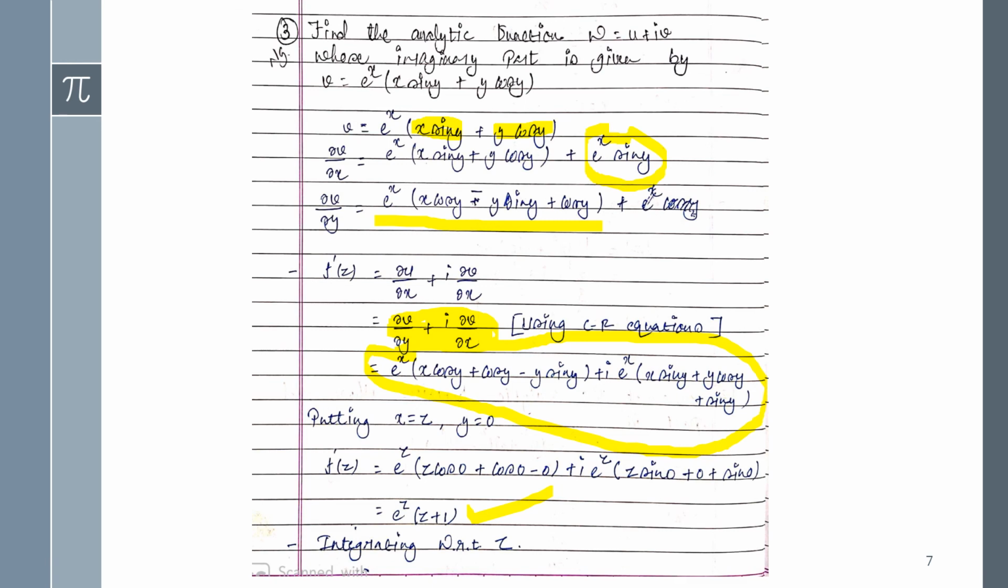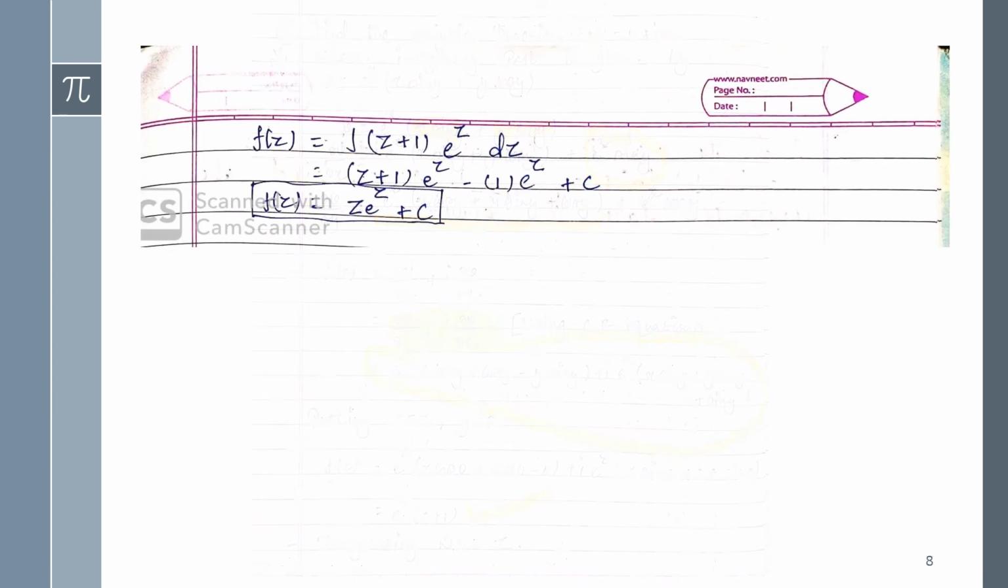Then it will be the integration of z plus 1 into e raised to z dz. So here I have applied the sign of integration, and here dz. Now you have to do the integration. For that you have to apply the UV rule, that is integration by parts.